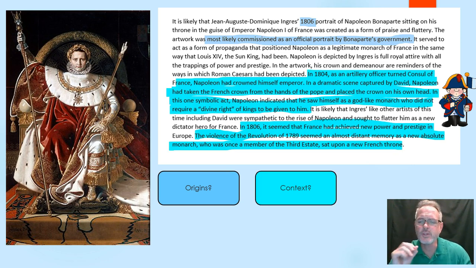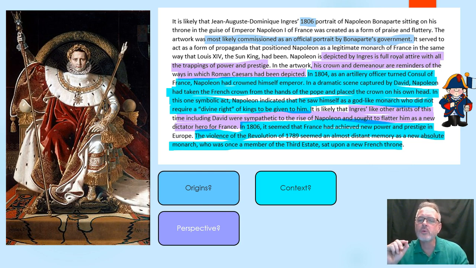I spotted this information, and there's quite a lot of it, as context. It's getting at important events, before and after. I've linked it to other artworks. I've got the Revolution of 1789 and 1806 in there, the time that the painting is done. I've got 1804, when Napoleon crowns himself emperor. I've brought in concepts like the divine right of kings, and other information that hopefully will help. I've even brought in the concept of the Third Estate.